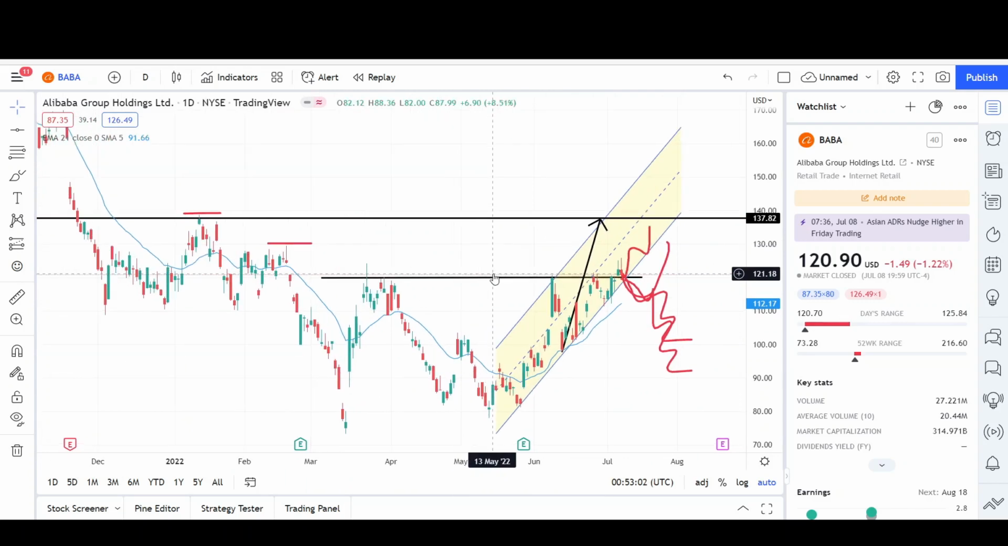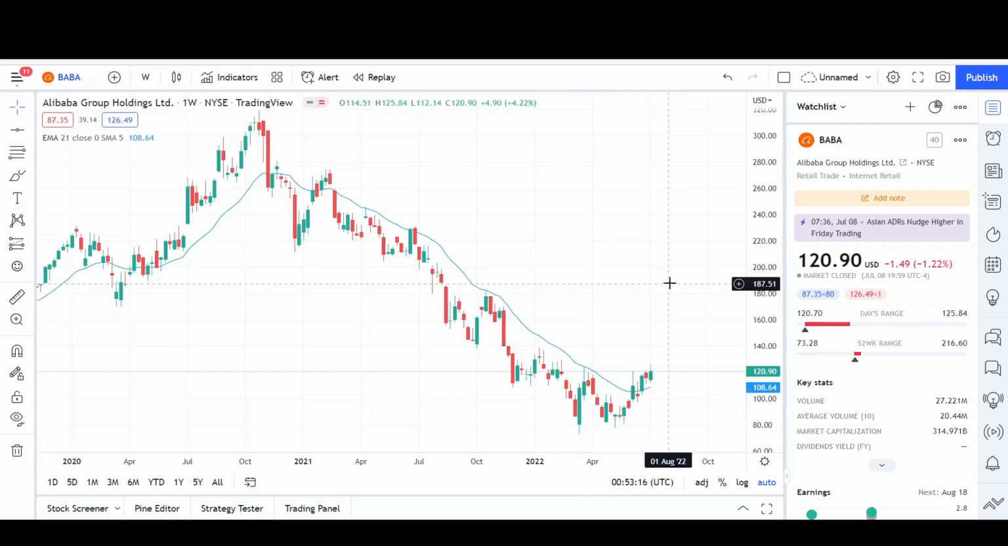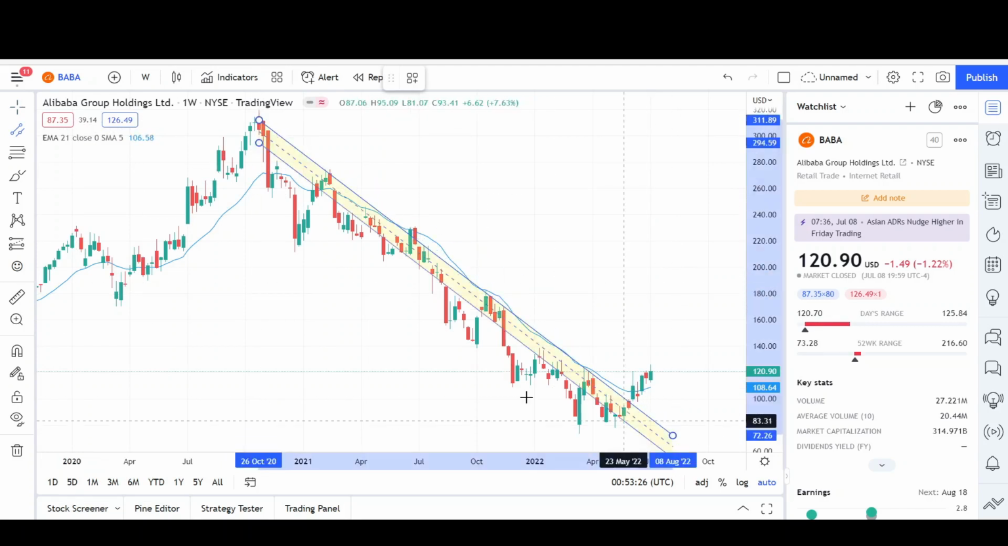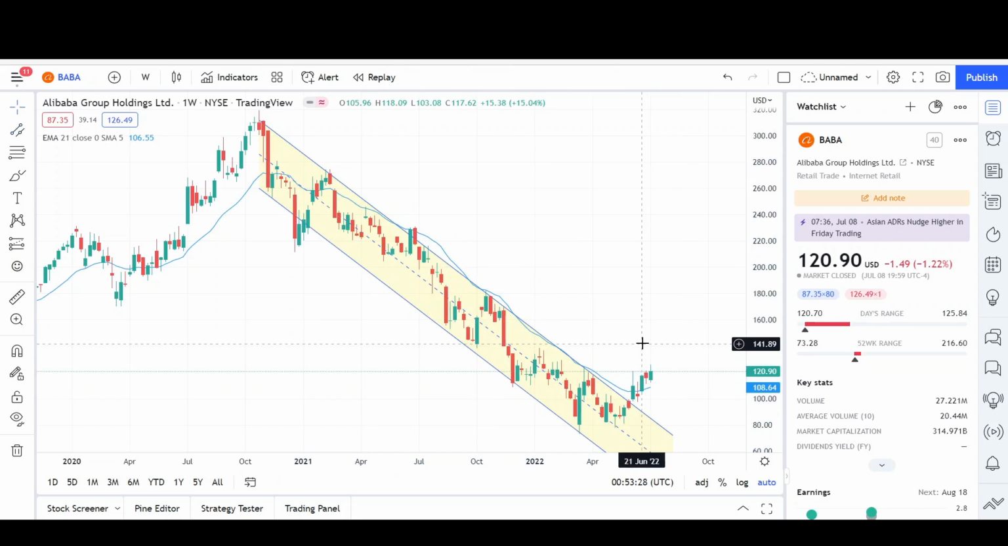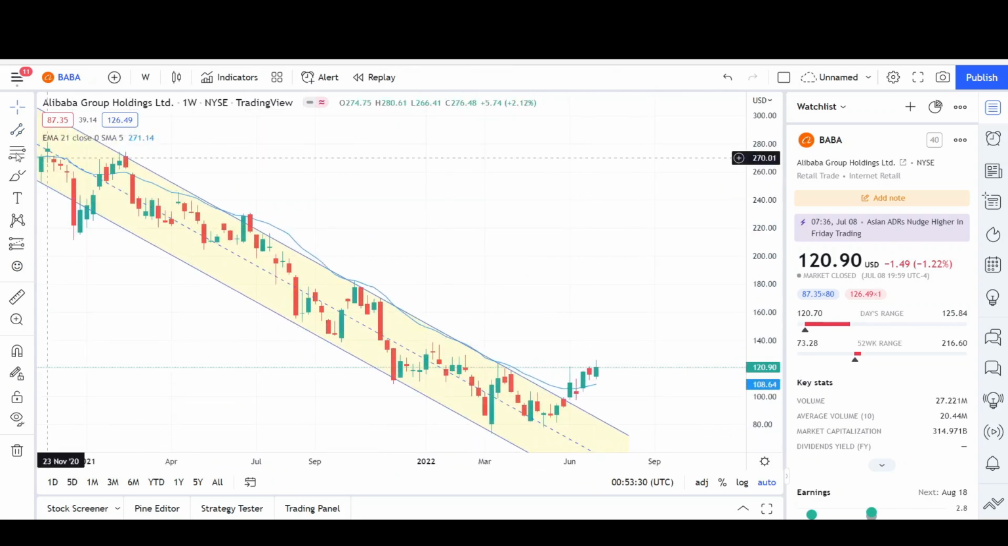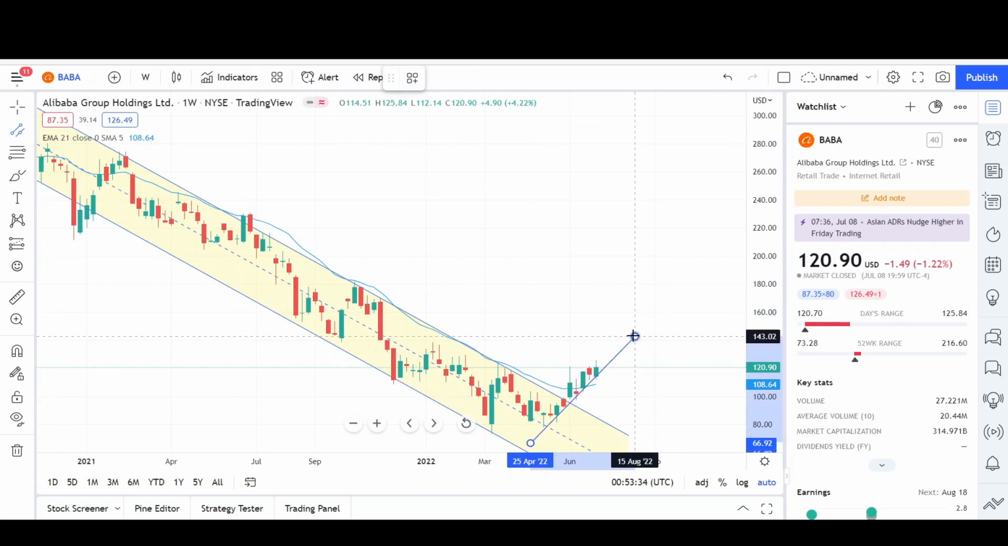So let's go and wrap this up on the weekly chart. Here we have the weekly chart for Alibaba. It's been going down since October 2020. So that's a bear market when the market goes down for that long. So we've been going down inside that channel right here. Finally, we had a break of the channel, and we're seeing another channel, a micro channel uptrend, form. So this still looks pretty good.